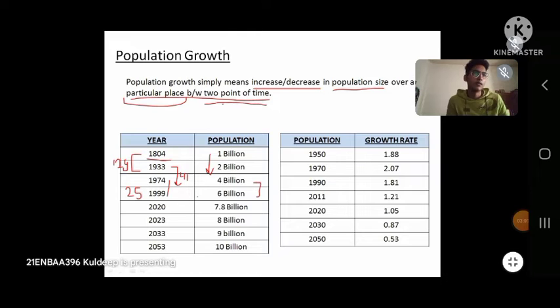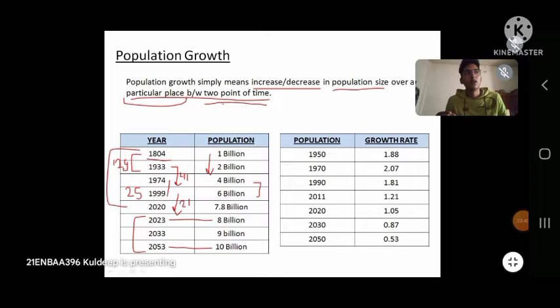In 1999, the population of the world was 6 billion, and in 2020 it was 7.8 billion. So it took 21 years to increase by 1.8 billion. And it is expected that by 2023 the population will be 8 billion, and by 2053 the population will reach 10 billion. This part is the expected, predicted one, and this is the real one taken from history. This was the population in billions.